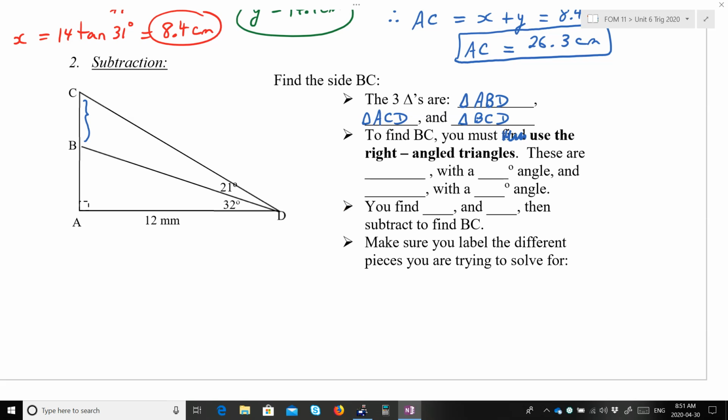These are triangle ABD with a 32-degree angle, and the big right triangle, angle ACD, with this whole angle here, which is 32 plus 21, 53-degree angle.